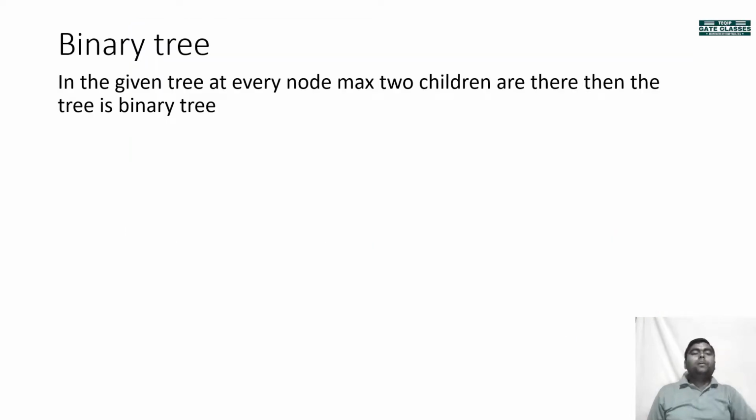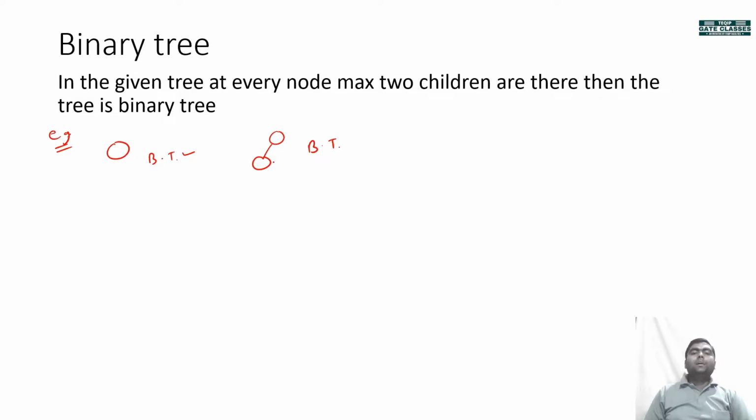Now let us move on. Next is the binary tree. So what is a binary tree? Basically, if in the given tree every node can have a maximum of 2 children, then the tree is called a binary tree. For example, suppose this is a tree. Obviously this is a binary tree. Suppose this is another one. Yes, this is a binary tree. Why? Because both nodes have a maximum of two children.